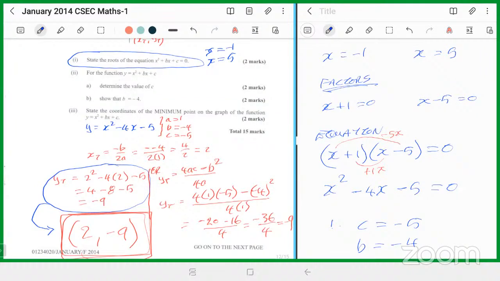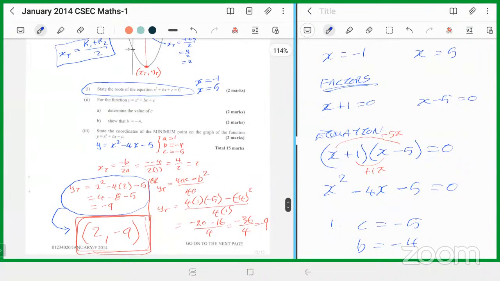All right, I would bother with the xt, yt this time because I have the two roots, and the xt value is always equal to the average of the two roots. The xt is halfway between the two roots, so it becomes the average of them.